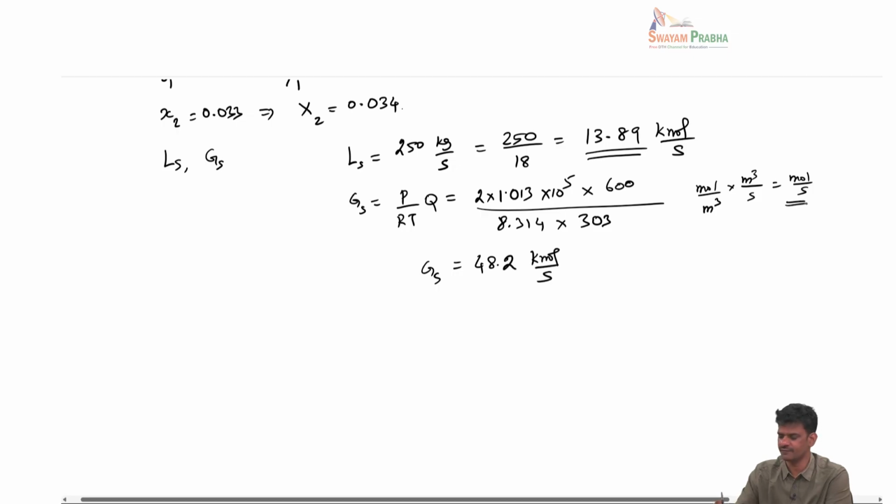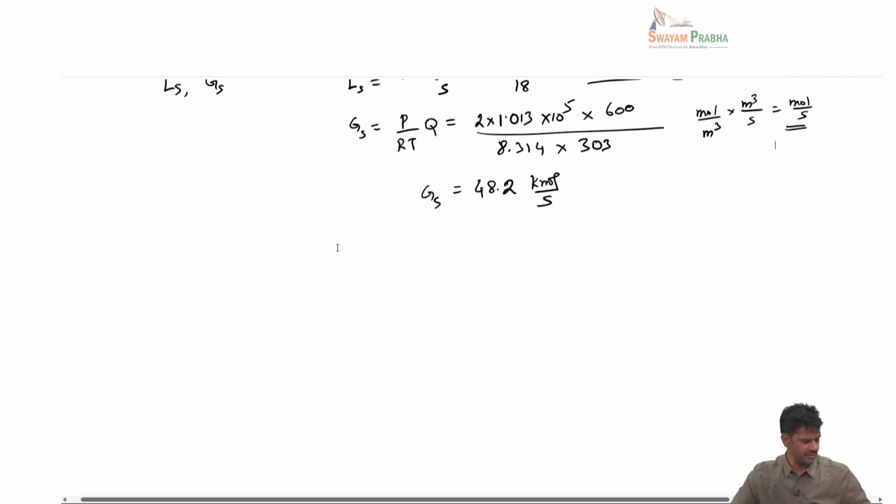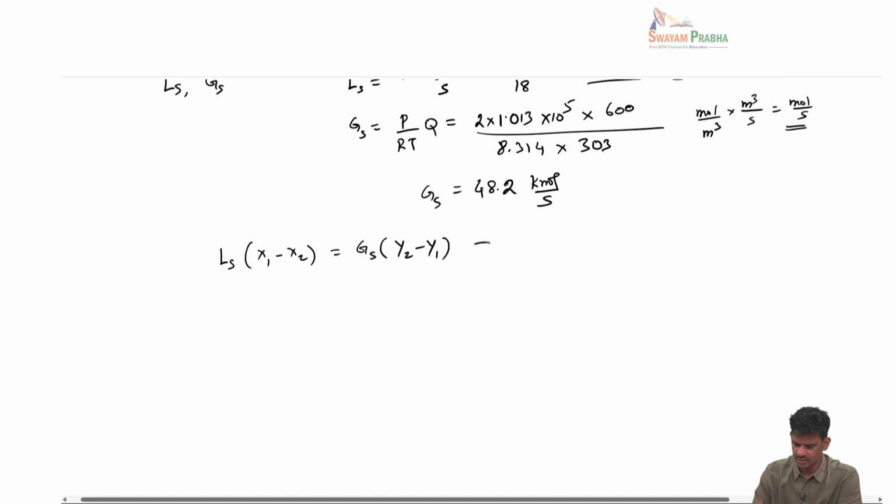So you will get an answer in terms of mole per second, but you can convert that into kilomole per second. So we know LS and we know GS now, and then we can use the operating line or the mass balance. This is written for co-current flow. So from here we can solve for Y2.